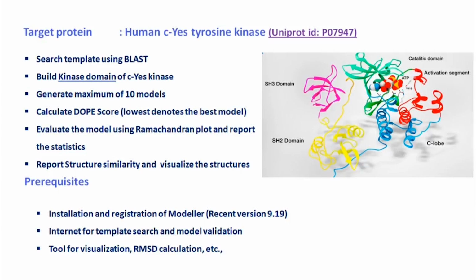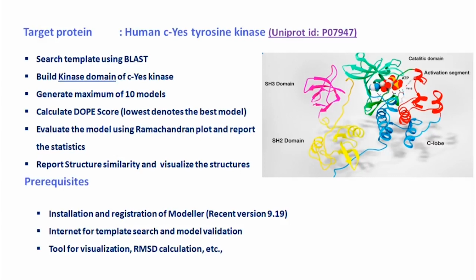To do this we have to understand the structural organization of the protein tyrosine kinase. Here the protein CS kinase, which belongs to the SRC kinase family, has 3 domains. One is the kinase domain and then the SH2 and SH3 domains, but the task given is building the kinase domain alone. So, accordingly we have to retrieve the sequence and start doing modeling.